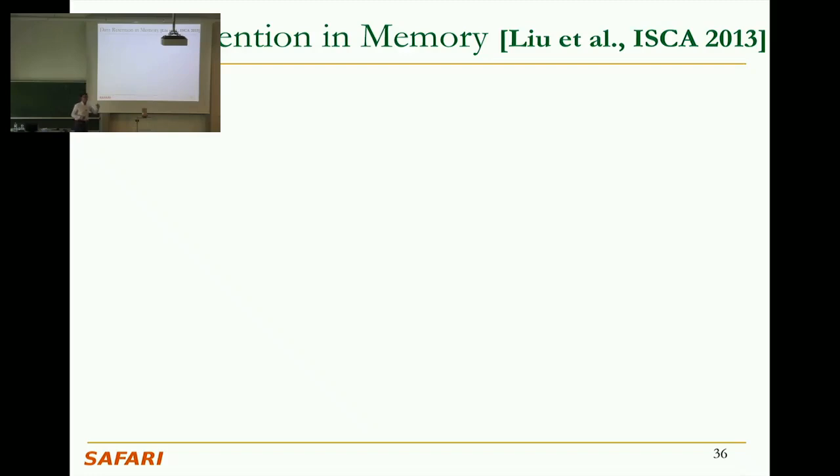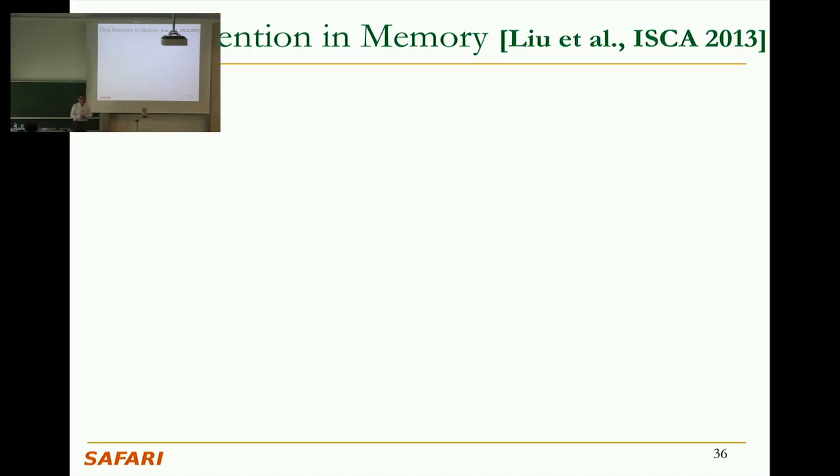Now, refresh is becoming a bigger problem. In LPDDR chips, the refresh rate increased to every 32 milliseconds. In fact, at higher temperatures, it's increased to 16 milliseconds. It's going to go down over time because it's a big problem. As you scale the circuit, cells become more leaky, so you need to refresh them more often. But we asked the question, do you have to do that?